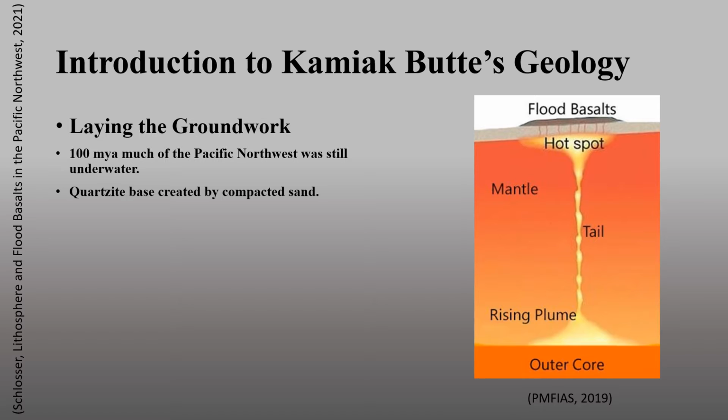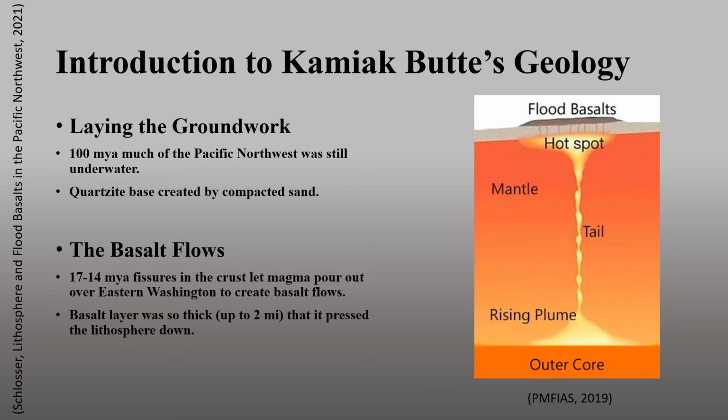Roughly 100 million years ago, much of the Pacific Northwest was still under the ocean. Therefore, Kamiak Butte was oceanfront property. This is why the butte has a quartzite base, due to all of the sand that was compacted on it over millions of years.